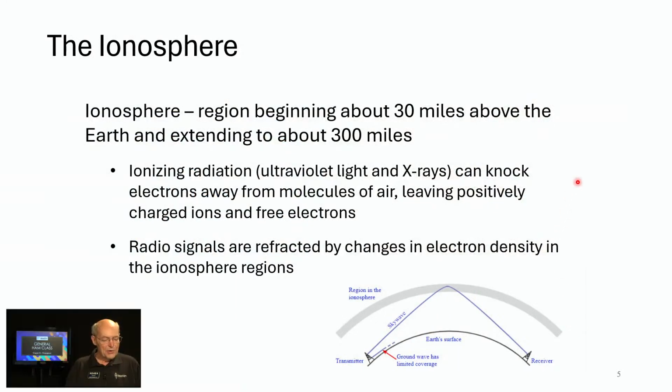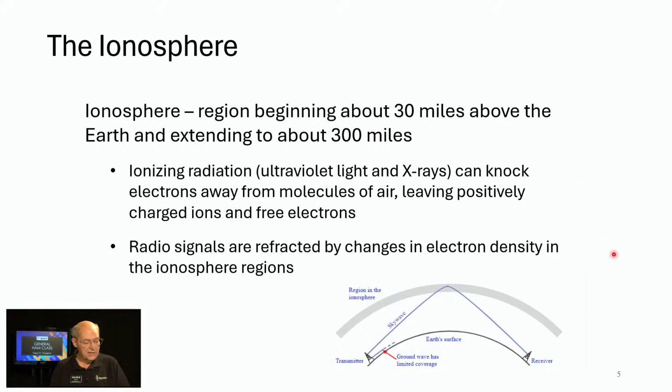So it begins about 30 miles above the Earth, goes up to about 300 miles. So it's well above the air we breathe. And the way that it works, ultraviolet light and X-rays from the sun are what are called ionizing radiation, and they actually have enough energy to knock electrons off molecules, gas molecules in the upper atmosphere. That results in free electrons floating around, and what's left on the other side of the atom, of course, is an ion, a positive ion. So that's what makes that work.